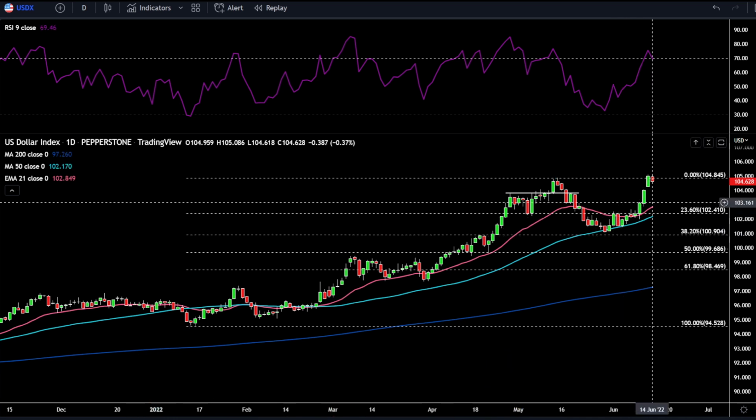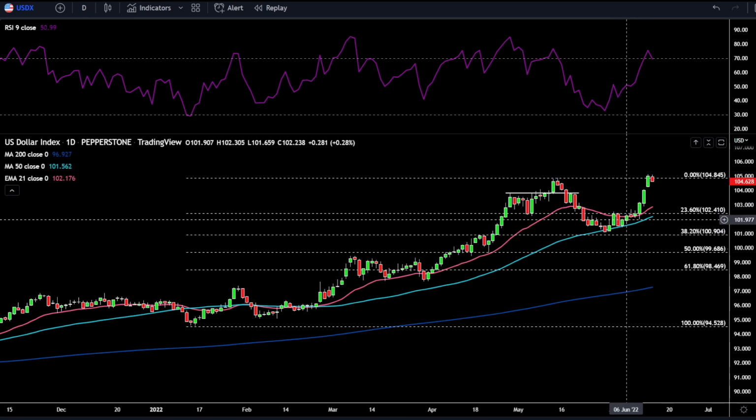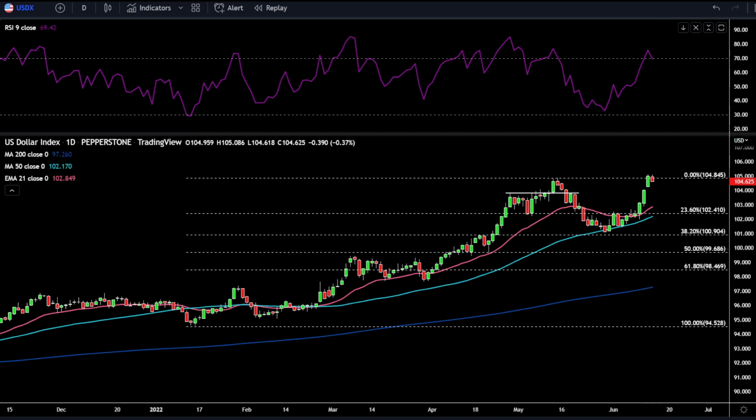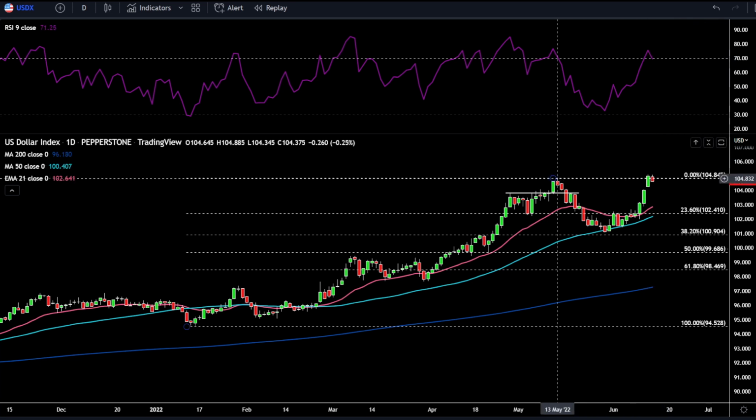The dollar bounced on that 50-day simple moving average and just went vertical. The RSI's moved into overbought and looks like it wants to turn a bit lower now. It hit a bit of resistance here. We surpassed that high there at 104.885, and now price seems to be taking a bit of a breather.